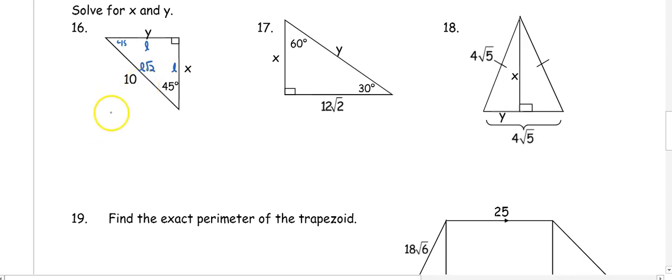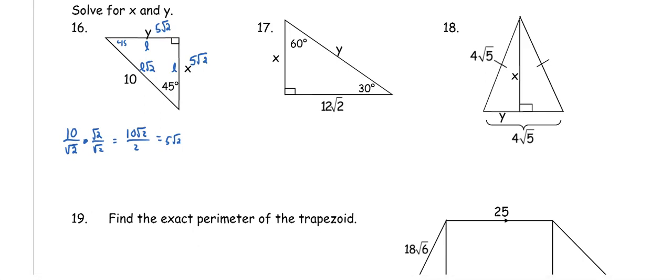Now, if we know the L root 2 side, which is the hypotenuse, we need to divide by root 2. So we're going to do 10 divided by root 2, and we have to rationalize. So we're going to multiply root 2 over root 2. So we get 10 root 2 over 2, which reduces to 5 root 2. So x is 5 root 2 and y is 5 root 2.